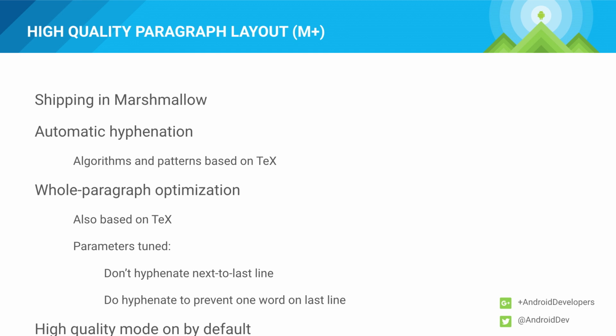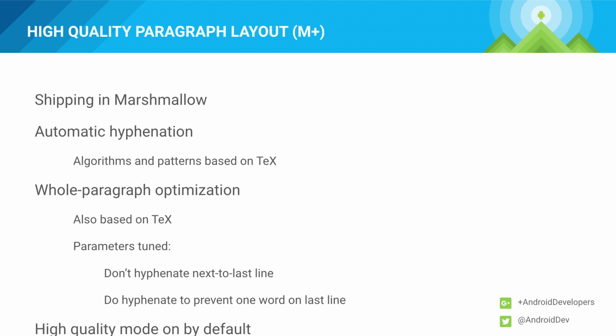So it kind of moves pieces around to get a best score. There's a score that tells you what the quality of this layout is, and it's really trying to optimize that across the entire paragraph. Both of these algorithms are based on TeX, which is a print typography package that has a very long history, and high-end print publishing tools use this same approach.